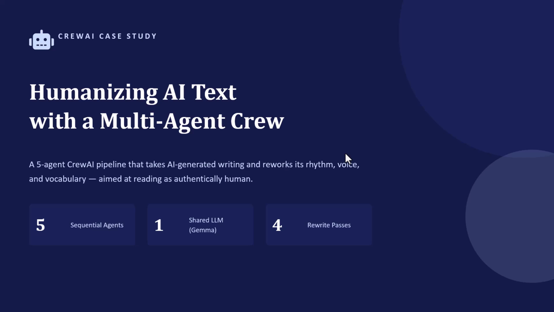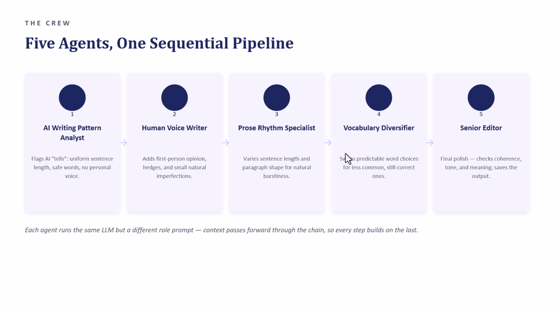So this is a 5-agent crew. And the idea is it takes AI generated text and it reworks it. So it looks at its rhythm, the voice, and the vocabulary. And then the final output is text that sounds authentically human. And this has the 5 agents.